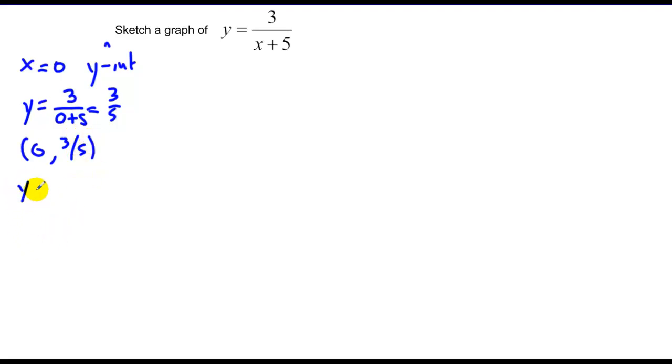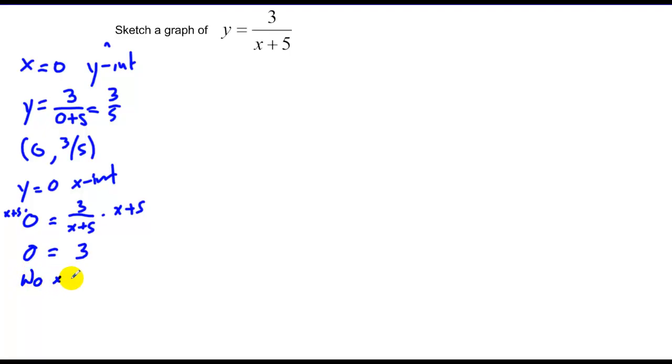Second, we'll set y equal to 0 and solve for x. So if y equals 0, I have 0 equals 3 over x plus 5. I multiply both sides by x plus 5 to get that off the bottom. You'll notice on the top, the x plus 5 reduces. 0 times anything is 0. We get an untrue statement, therefore no x-intercept is going to exist.